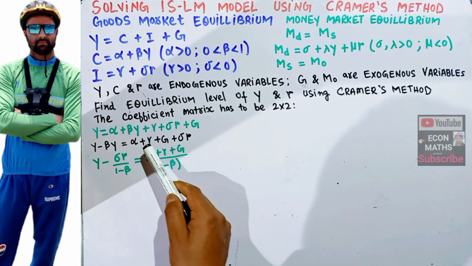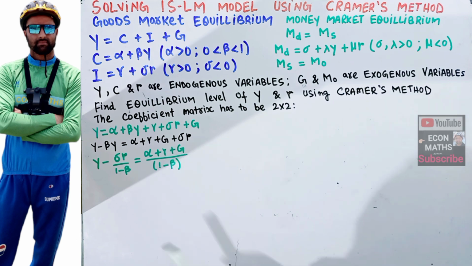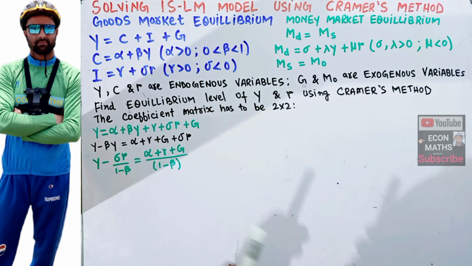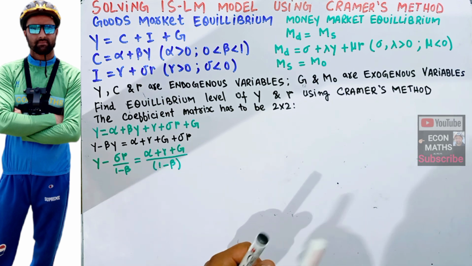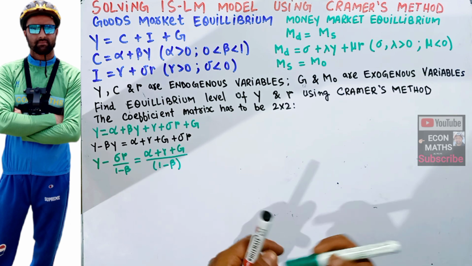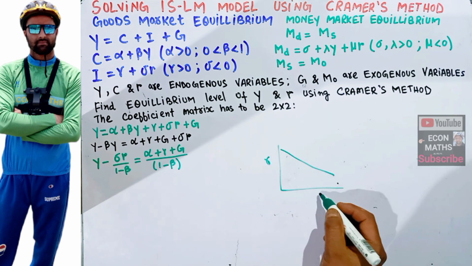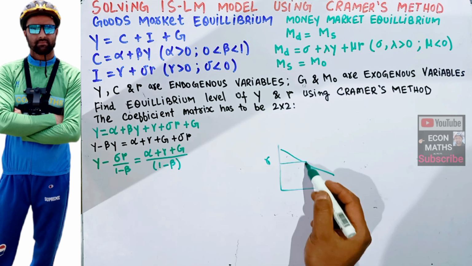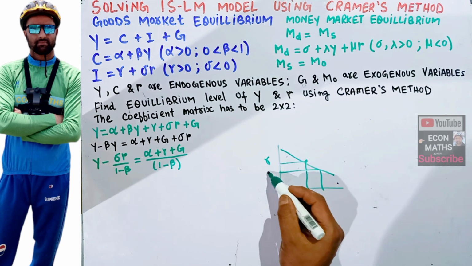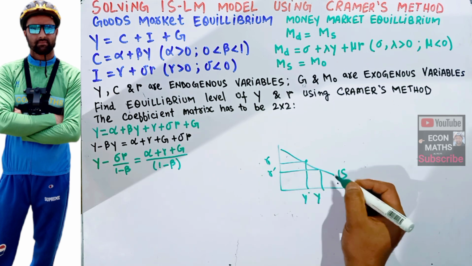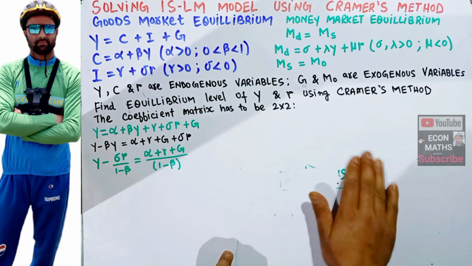Here this is a constant term. So we have y and r on the LHS, and the constant term on the right hand side. This is our IS equation, and the IS function simply shows us different combinations of rate of interest and level of income where our goods market is in equilibrium. We got this IS equation.